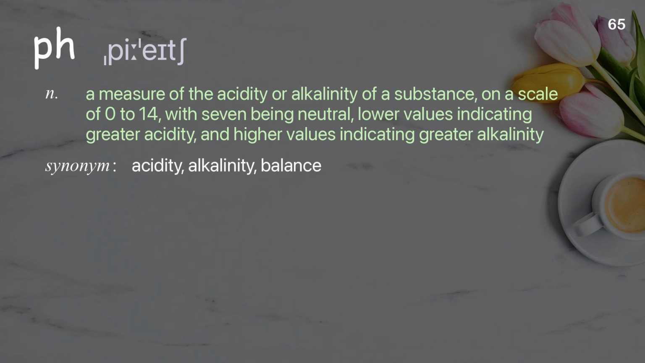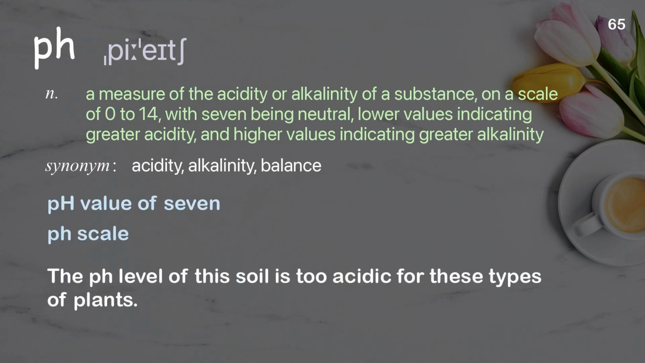pH: A measure of the acidity or alkalinity of a substance, on a scale of 0 to 14, with 7 being neutral, lower values indicating greater acidity, and higher values indicating greater alkalinity. Examples: pH value of 7. pH scale. The pH level of this soil is too acidic for these types of plants.